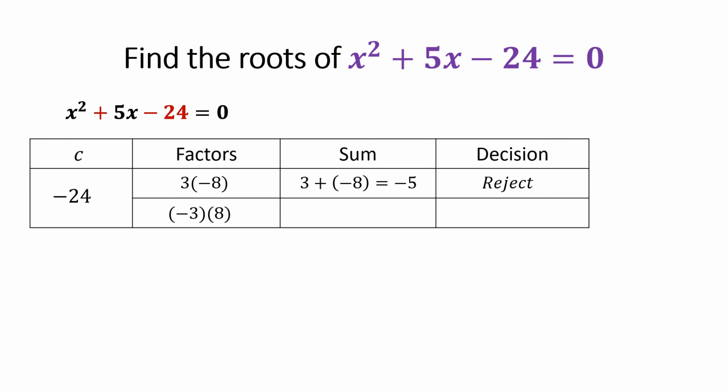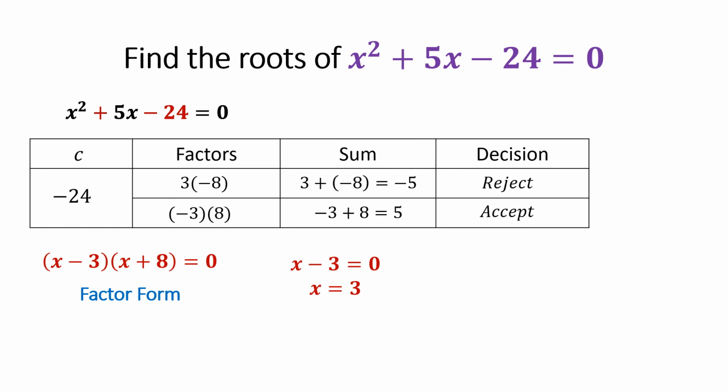Now, let's check this one. Negative 3 times 8. So we have negative 3 plus 8 is equal to 5. So therefore, we accept that. Writing that in factor form, x minus 3 times x plus 8 is equal to 0. That is a factor form. Now, zero product property, x minus 3 is equal to 0. Therefore, x is equal to 3. Other one, x plus 8 is equal to 0. Therefore, x is equal to negative 8. Now, the roots are 3 and negative 8.